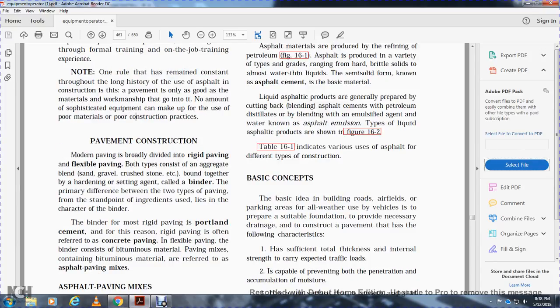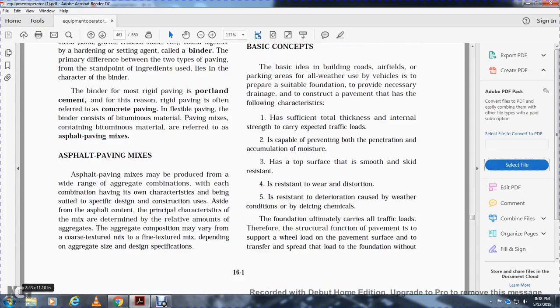Pavement construction. Modern paving is broadly divided into rigid paving and flexible paving, with a typical aggregate blend of sand, gravel, crushed stone, etc., bound together with a hardened setting agent called binder. The primary difference between the two types of paving is the type of binder. The binder in rigid pavement is portland cement, which is why rigid pavement is often referred to as concrete pavement. In flexible pavement, the binder is composed of a bituminous material. Paving mixes containing a bituminous material are referred to as asphalt paving mixes.